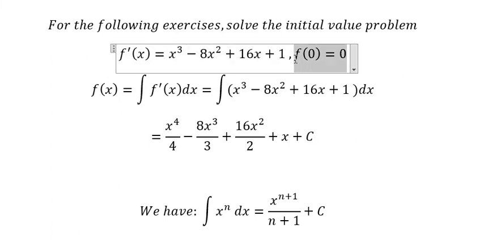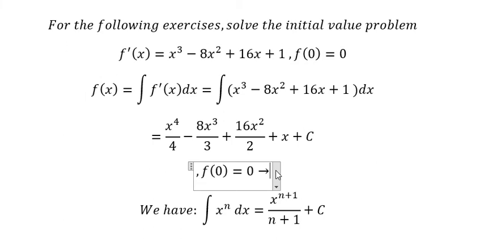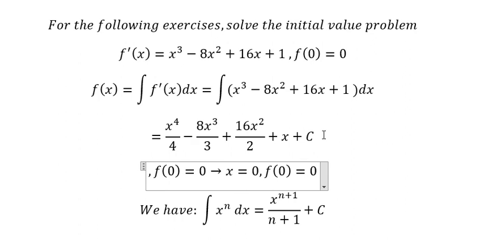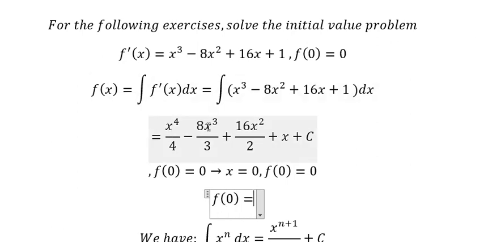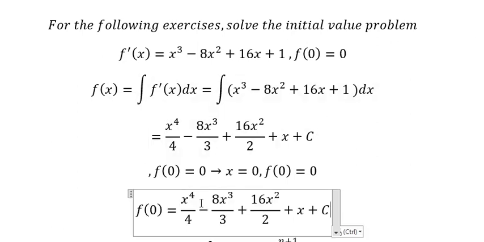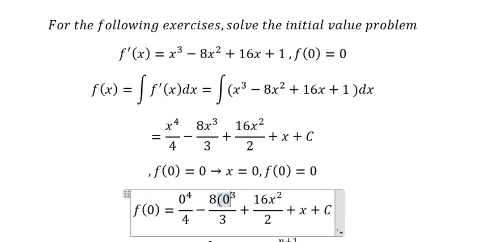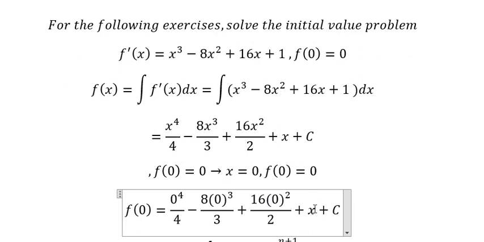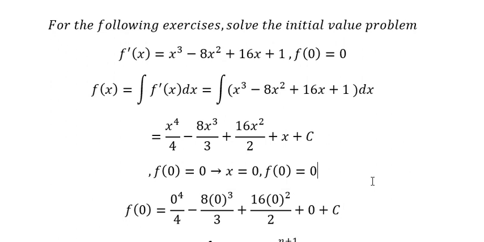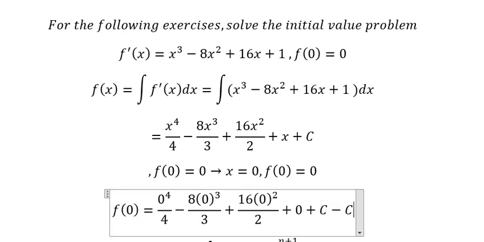Now we have the condition. That means when s equals 0, f of 0 equals 0. So we put 0 in here to find the value of c. So if we simplify, we have c equal to 0.